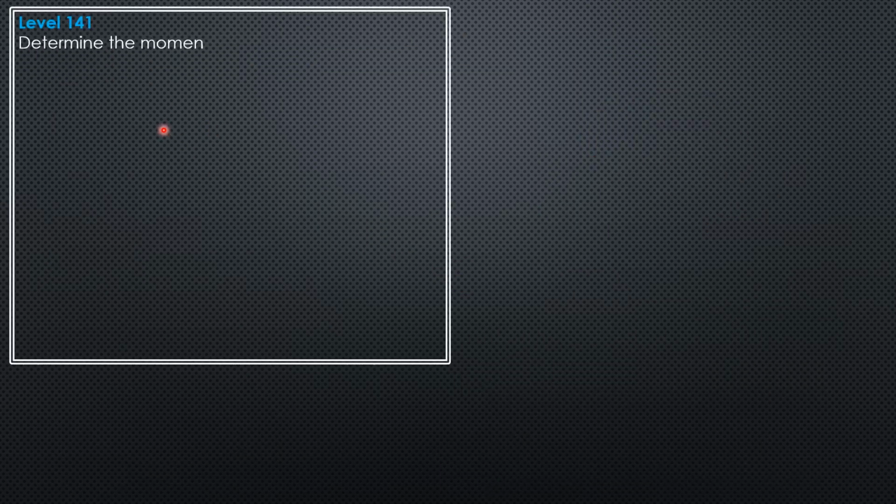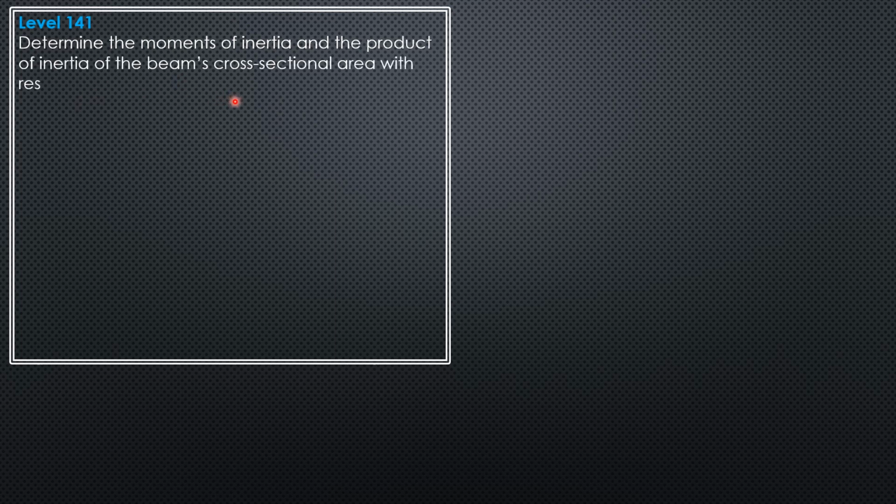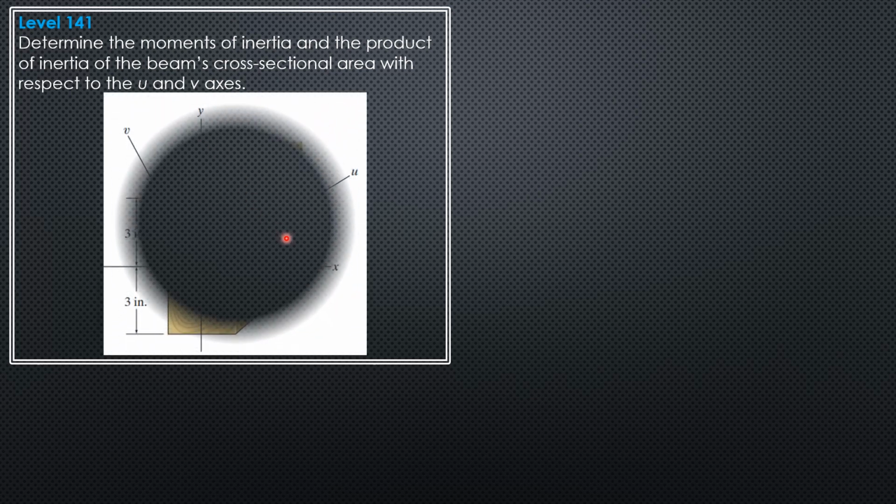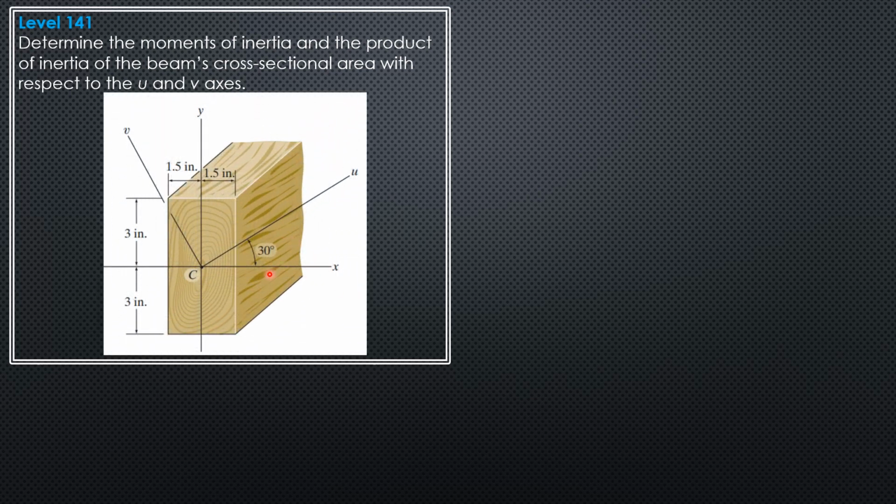Level 141, determine the moments of inertia and the product of inertia of the beam's cross-sectional area with respect to the U and V axis. So here is the given figure where theta is positive 30 degrees because it is counterclockwise from the x-axis. So for our solution, we have to recall the formulas first.